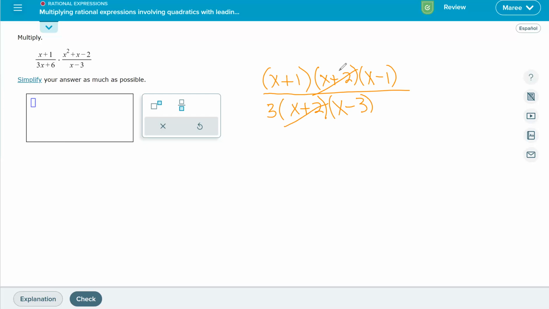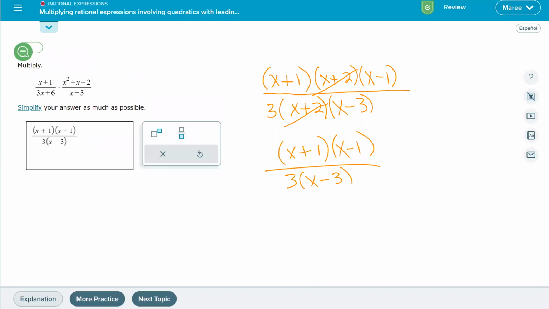Oh, x plus 1, x minus 1 is x squared minus 1. So do they want us to multiply those? I don't think you have to multiply your answer together. Then we have 3x minus 3. So this is fully factored, which, let's see if that's the way they want our answer. x plus 1 in parentheses, x minus 1 in parentheses, 3 in parentheses, x minus 3 in parentheses.